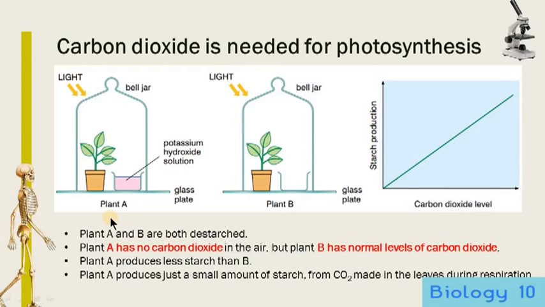In this demonstration, plant A has no carbon dioxide. Plant B has normal levels of carbon dioxide. All of the other conditions are the same. When measured, we will see that plant A produces less starch than plant B. Some starch will be produced, but this is because of the CO2 that is being processed inside of the leaves. The greater the amount of carbon dioxide available is the more starch that is produced.